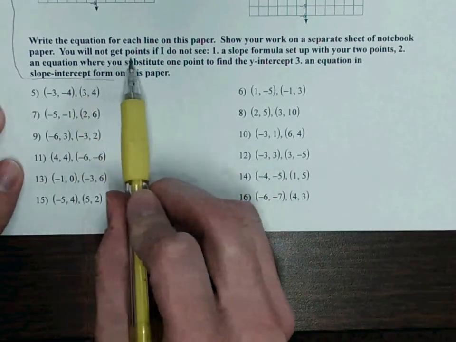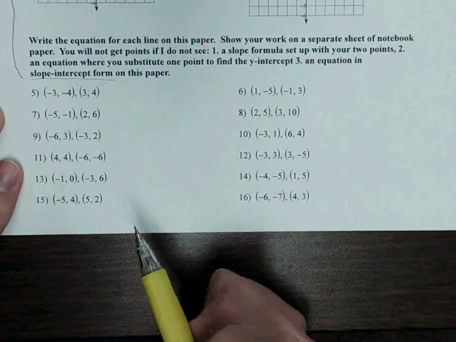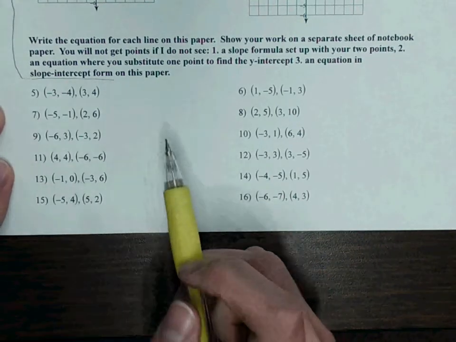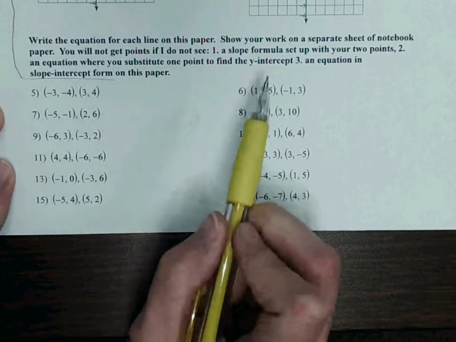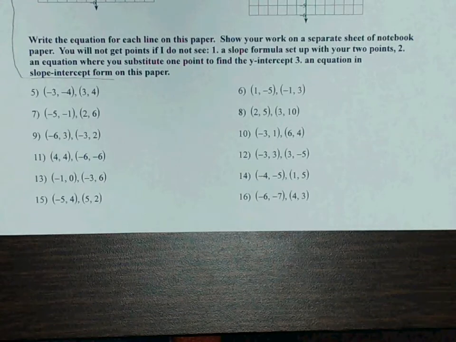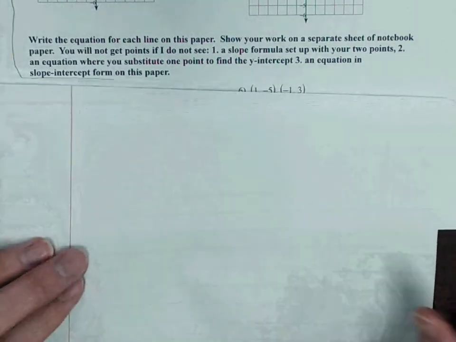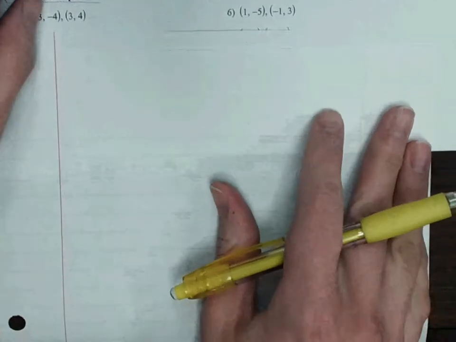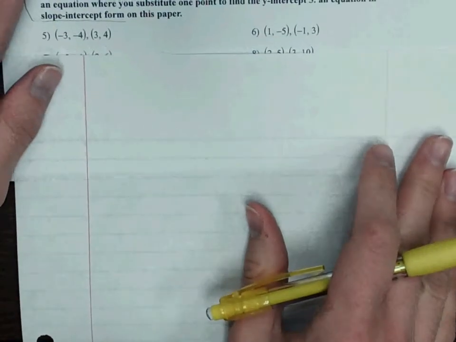So where it says you will not get points if I do not see, that doesn't mean depending on how I feel I might give you points or not. That means I'm not going to give you points if I don't see all 3 of those things. So I have my notebook paper. The first part, a slope formula. We are all pros at the slope formula, I hope, by now.